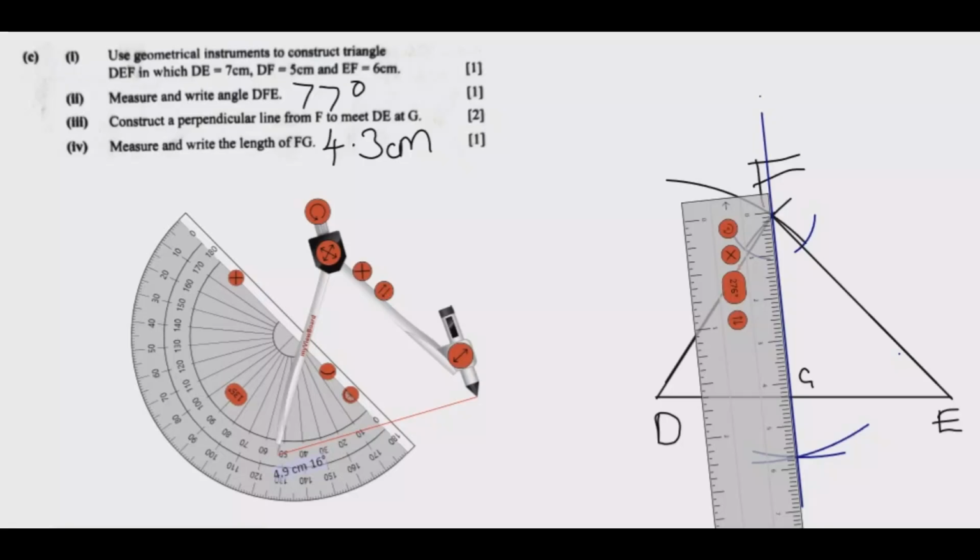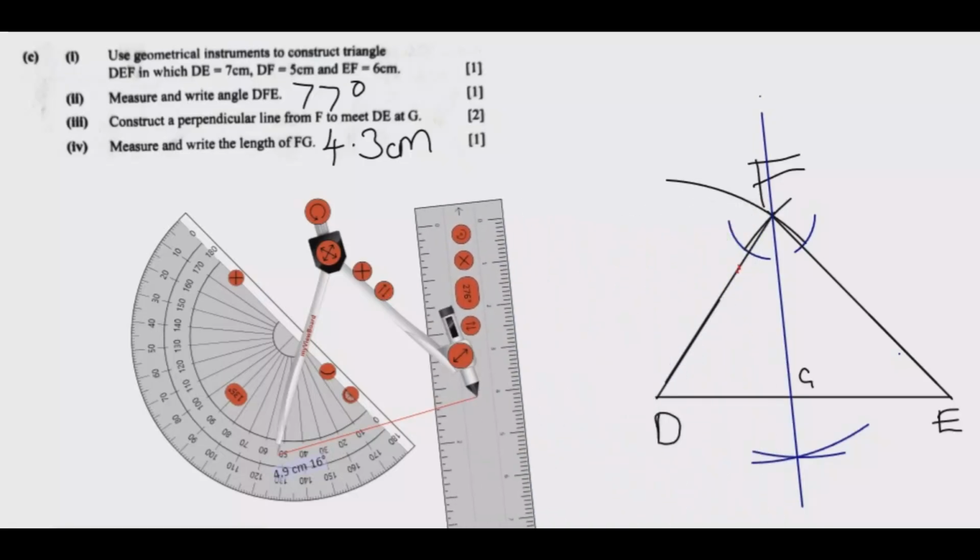Okay, so basically this is how you are supposed to answer the question, and this is the diagram that you are supposed to submit.